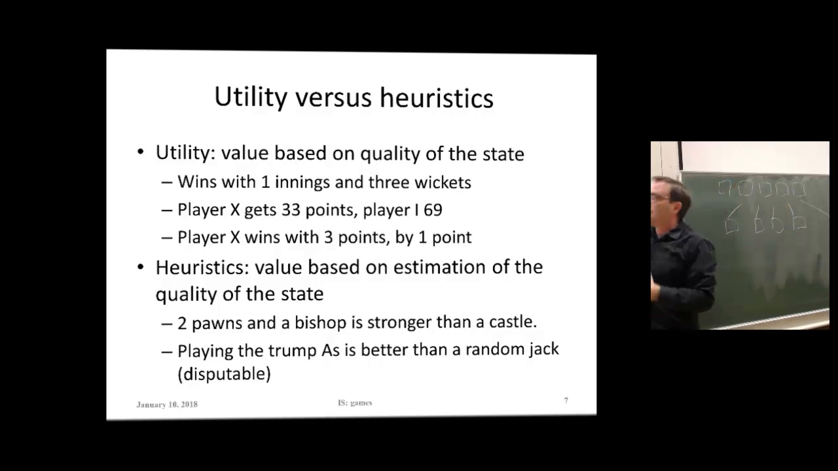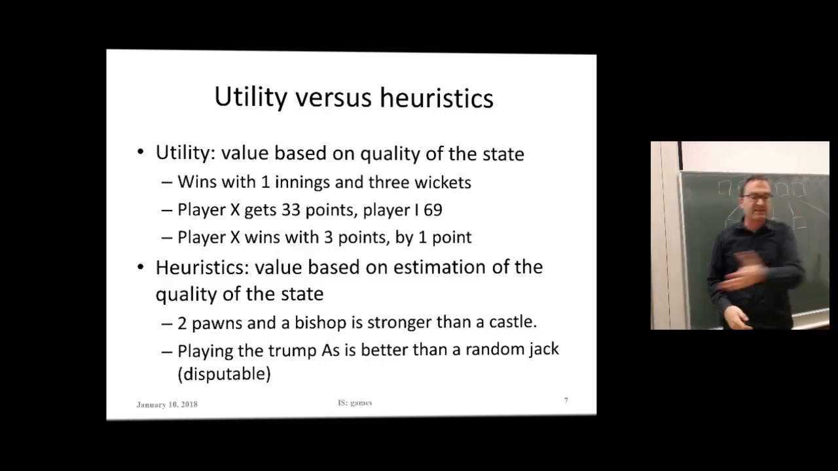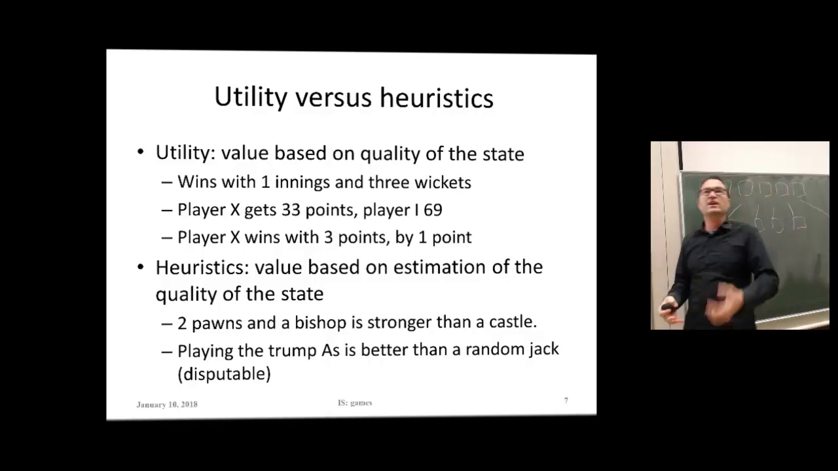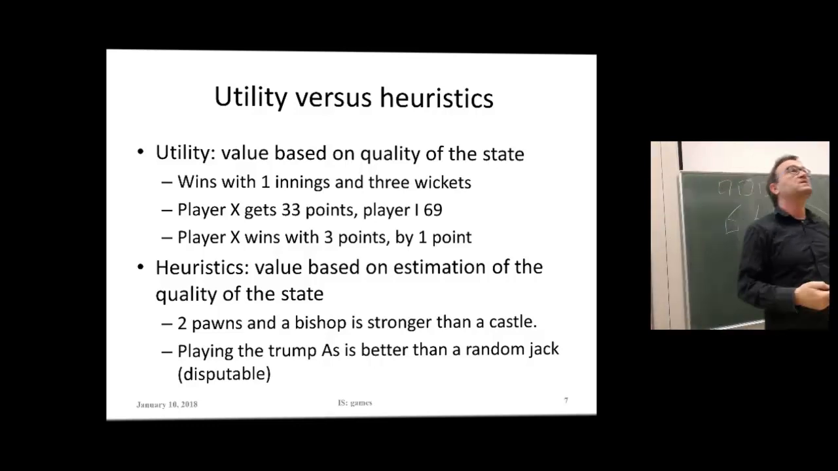And there might be some heuristics that tell us in Schnapsen that playing a trump ace is better than a random jack. And we could turn this into heuristics. The question is whether it's true or not. It depends on the phase of the game. So one has to be very careful about these kinds of heuristics in Schnapsen. But that's the kind of thing you use to guesstimate how good your game position is.